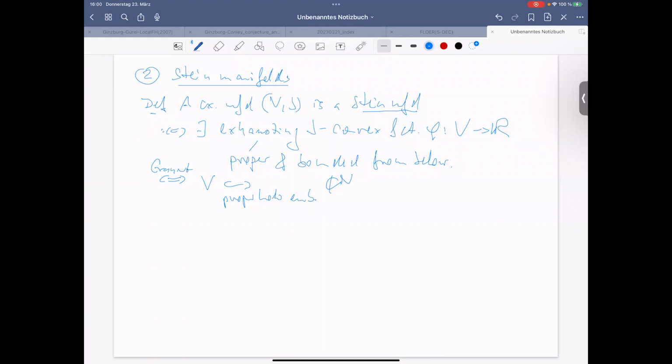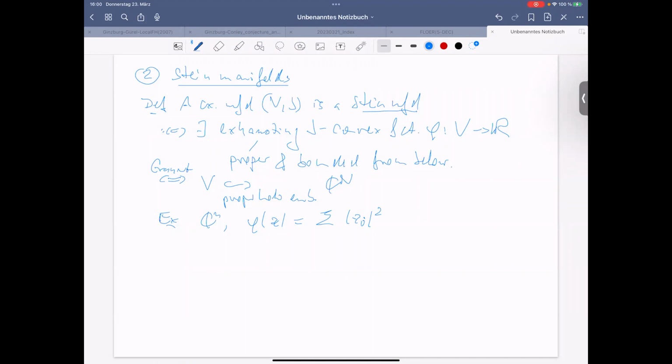So maybe just so we have something concrete, an example is you take Cn itself and phi of z is the sum of zi squared. That's a good J-convex function, and it's bounded from below by 0. It's going to infinity at infinity, so it's proper and bounded from below. It's an exhausting function, and it's J-convex. You just check it.